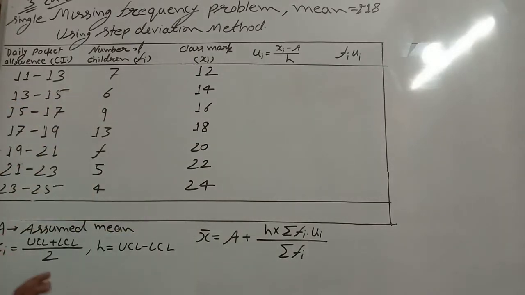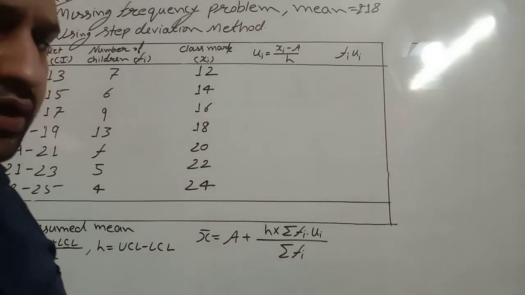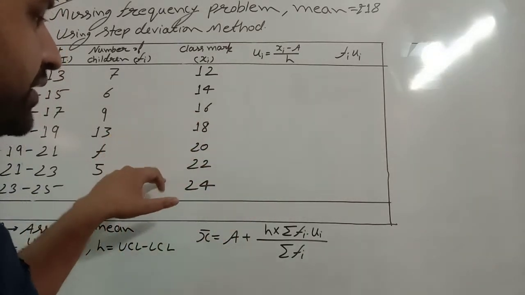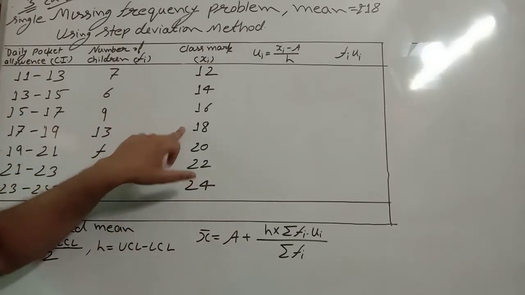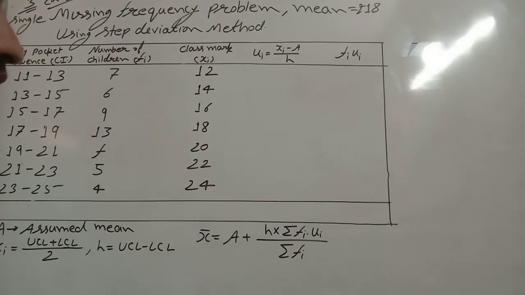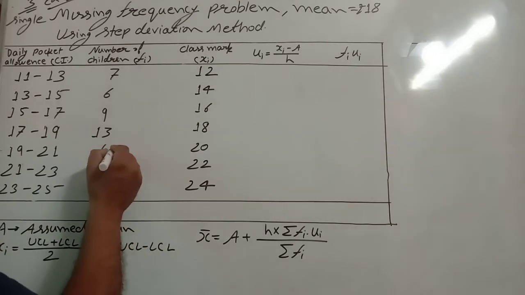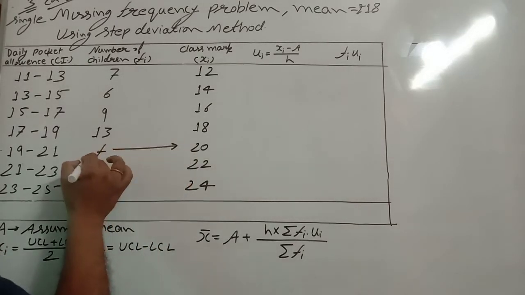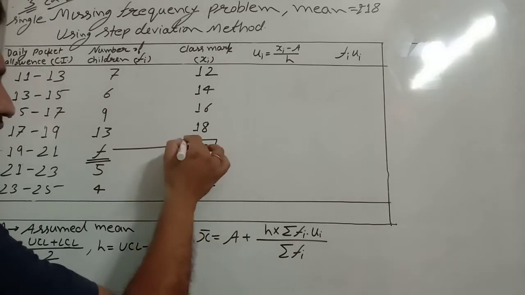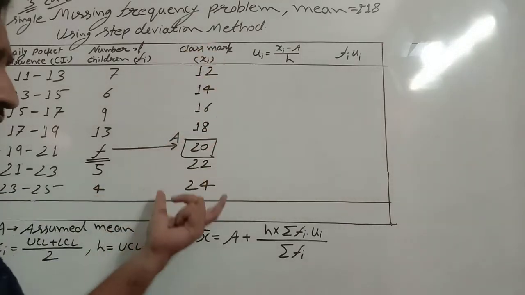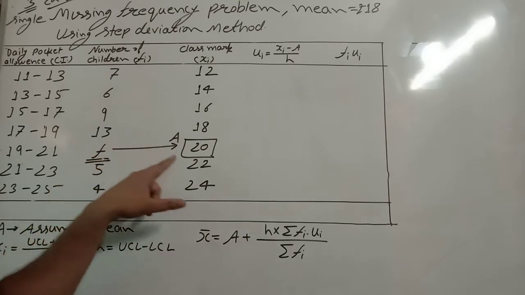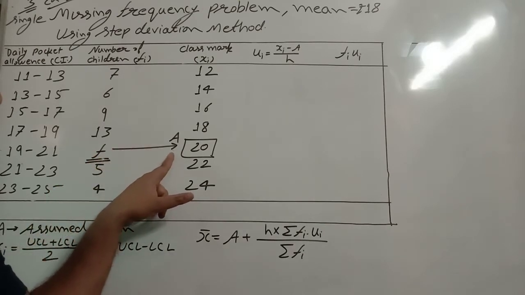Now we select capital A, the assumed mean. We have already discussed this. Assumed mean capital A may be any value in this class mark, but we generally take the mid value. But in a single missing frequency problem, we always consider capital A just near the missing frequency. So we consider capital A as 20. Again, in the missing frequency problem, we suppose capital A in xi which is just near the missing frequency.